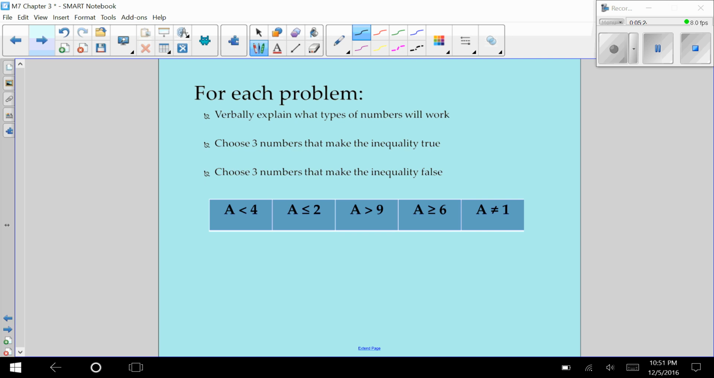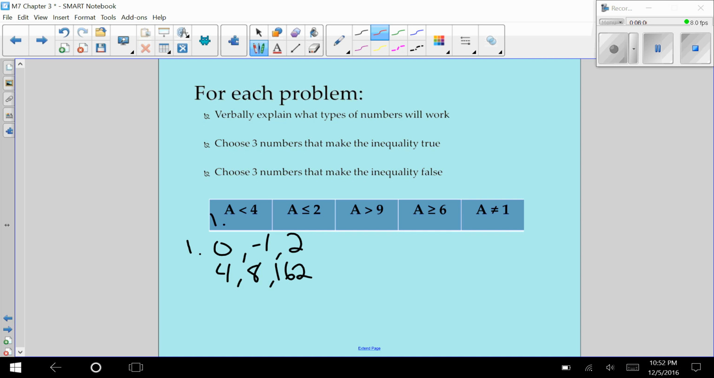Now for each of these problems, we are going to verbally explain what types of numbers will work, choose 3 numbers that make it true, and 3 numbers that make it false. So let's start with, call this number 1. For number 1, we'll verbally explain what kind of numbers work. This will be any number less than 4. 3 numbers that make it true. We could pick any 3 numbers that make it true. I'm going to choose 0, -1, and 2. 3 numbers that make it false. Again, I could choose any 3 numbers that make it false. I'm going to choose 4, 8, and 162.